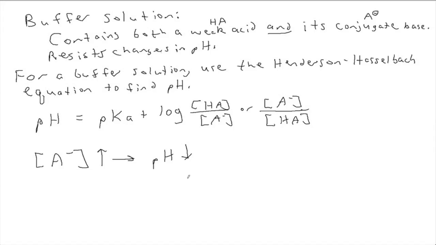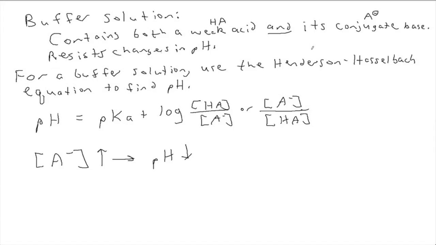Because if you have a high conjugate base, then that means there's going to be a high concentration of protons. Why? Because, oh, okay. I see. Because you said it was produced from the acid. All right.